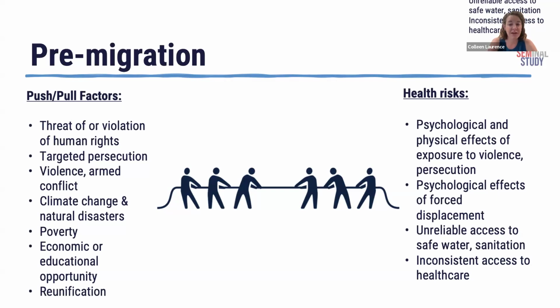For example, human rights violations, persecution, violence, armed conflict, natural disaster, and poverty are all factors that would push somebody to migrate. Conversely, economic and educational opportunities or family reunification may be factors that pull people to migrate. These different factors might translate to specific health risks for immigrants. For example, patients who experience the psychological and physical sequelae of torture, violence, and persecution, or the effects of displacement and unreliable access to safe water and sanitation, obviously have different health risks compared to those who choose to migrate with better resources and of their own choice.